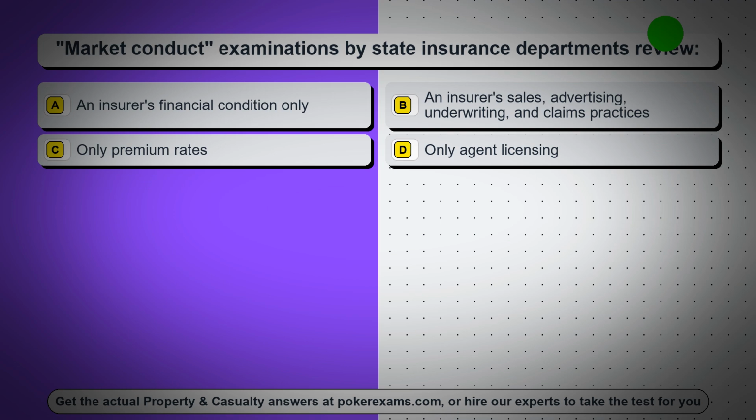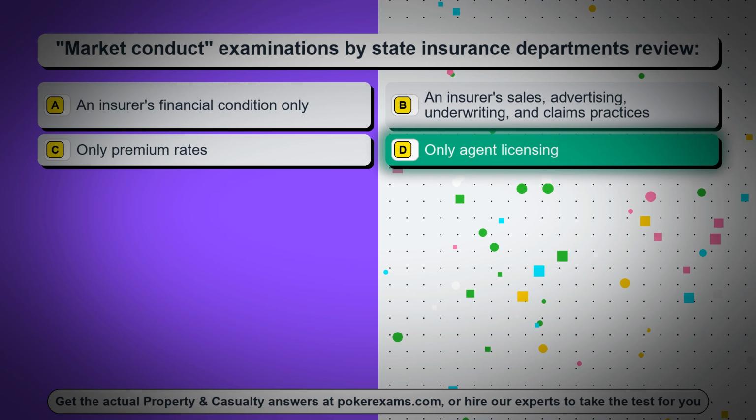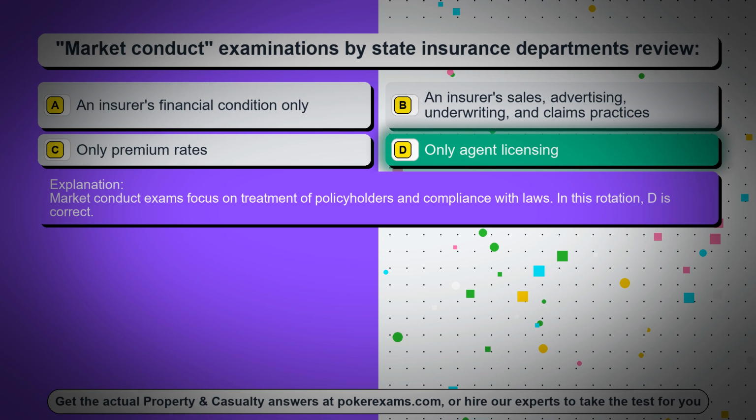Question 61. Market conduct examinations by state insurance departments review. Option A, an insurer's financial condition only. Option B, an insurer's sales, advertising, underwriting, and claims practices. Option C, only premium rates. Option D, only agent licensing. The correct answer is option D, only agent licensing. Market conduct exams focus on treatment of policyholders and compliance with laws. In this rotation, D is correct.